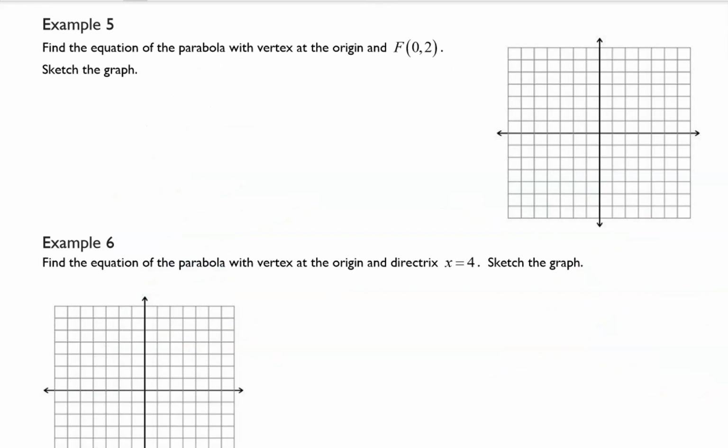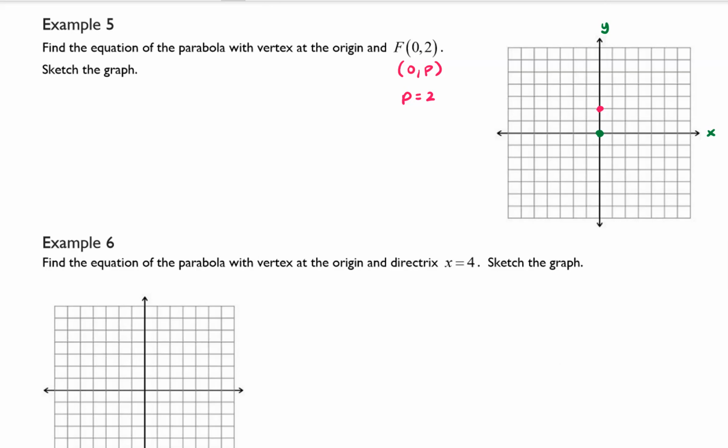Example 5 says, find the equation of the parabola with vertex at the origin and the focus located at (0, 2), and also sketch the graph. So I'm just going to go ahead and fill in the vertex on the xy plane that we have here. And then I also want to show that my focus here is at (0, 2). And remember, our focus is located at (0, p) if it's facing upwards, which it is here. So that implies that our p-value is equal to 2.